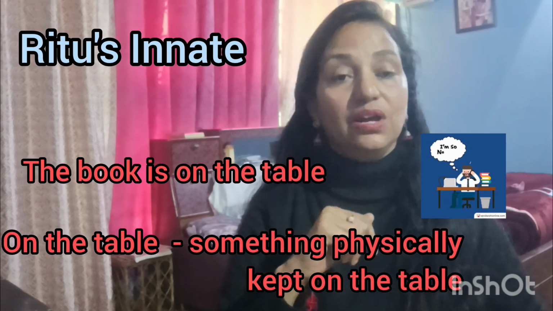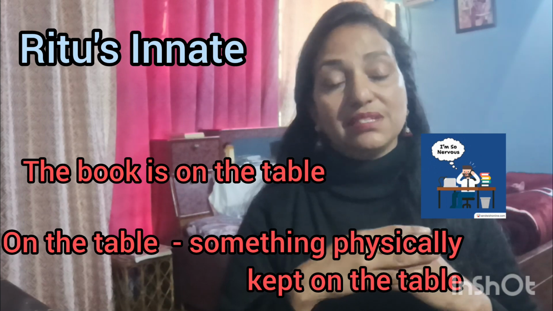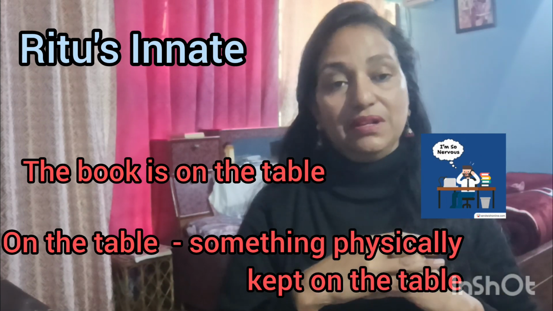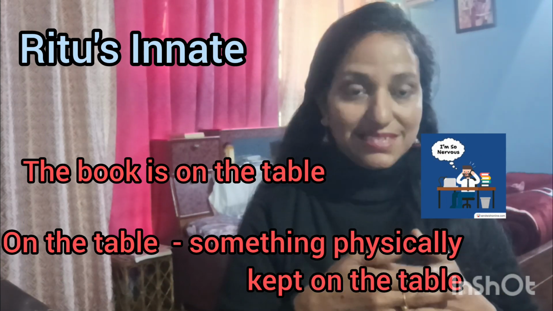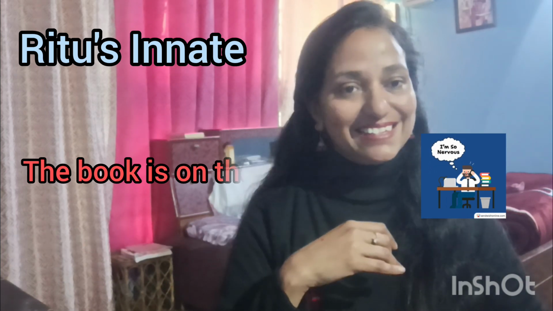Now, on the table. On the table we use when something is physically on the table. Something is kept physically on the table. For example, the book is on the table. Then it is a correct sentence, right?